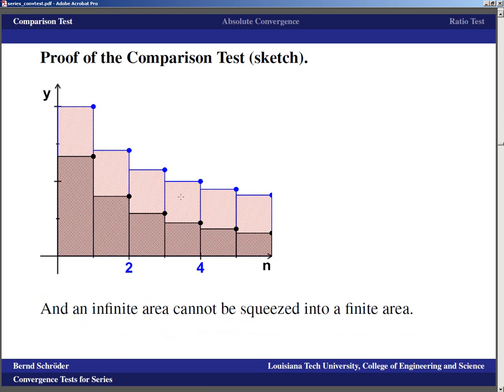And we cannot squeeze an infinite area into a finite area, which means if the sum of the b_n converges, if the blue and red area is indeed finite, then the black area must be finite also. Again, in a formal proof, you would actually have to explicitly invoke the monotonic sequence theorem. We don't do that here, we just stay at a more intuitive level. Either way, this is the end of the sketch for that proof.